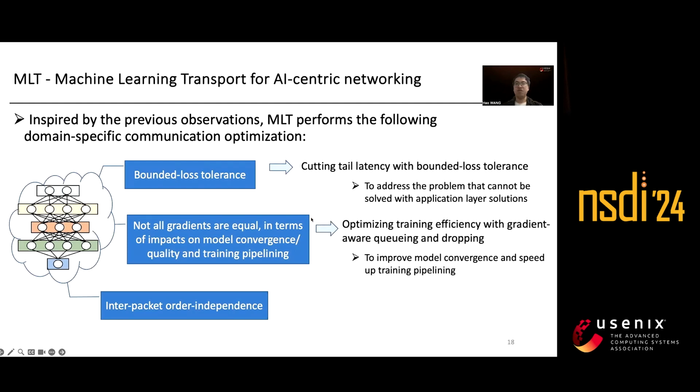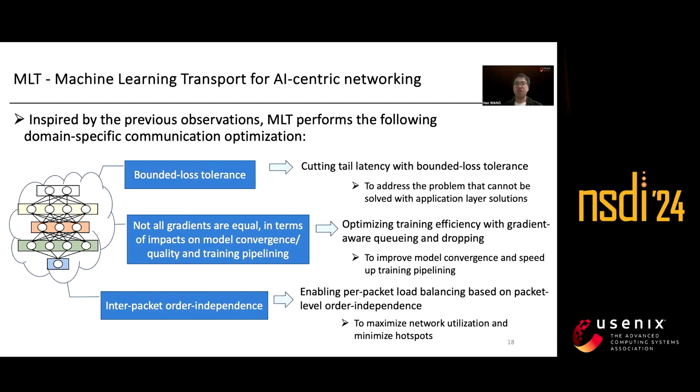Based on the difference of gradients, we can optimize training efficiency with gradient-aware queuing and dropping to improve model convergence and speed up the training pipeline. Based on the gradient independence, we enable packet rebalancing based on packet-level order independence to maximize network utilization and minimize false faults.